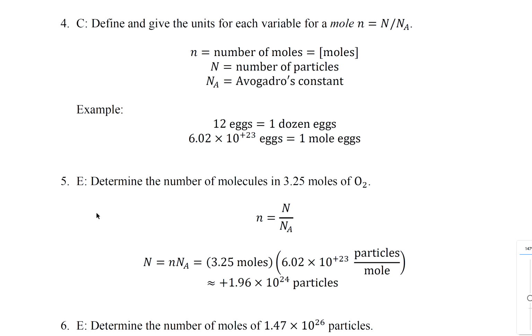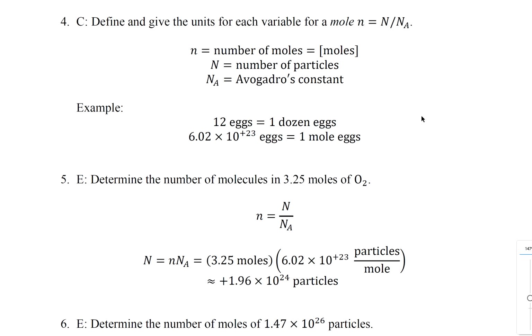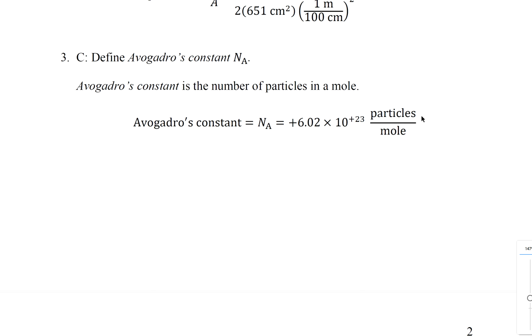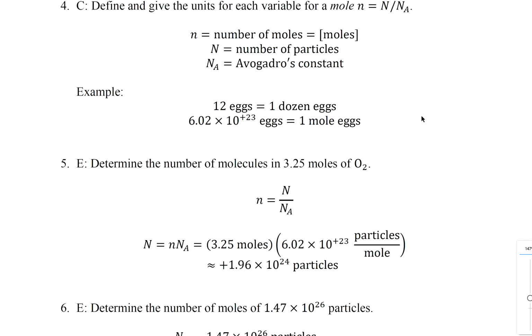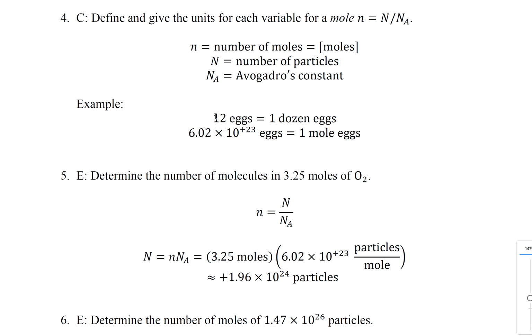Question 4. Define and give the units for each variable for a mole. Little n equals big N over N sub A. So little n is number of moles, big N is number of particles, and N sub A is Avogadro's constant, which we were just talking about in number 3. So as an example, instead of saying 12 eggs, you could just say 1 dozen eggs. If you have 6.02 times 10 to the 23 eggs, you could just say 1 mole of eggs.